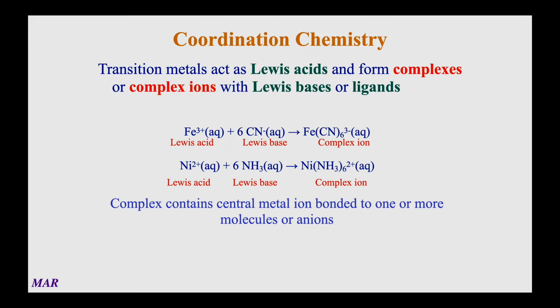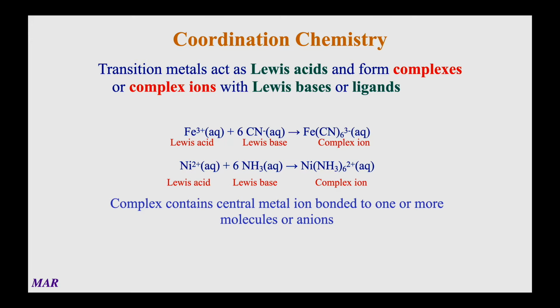So it's going to make a complex ion where the iron's in the middle and the 6 cyanides are all around it. Notice the charges. Iron started as positive 3, each cyanide is negative 1, and there's 6 of them, so negative 6 plus 3, the overall complex ion there has a negative 3 charge.